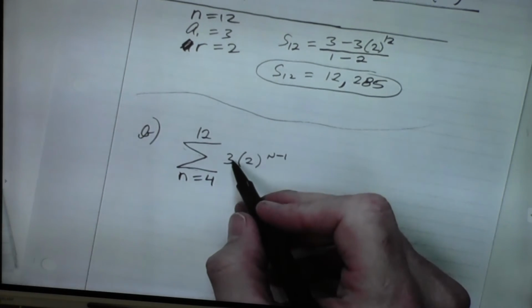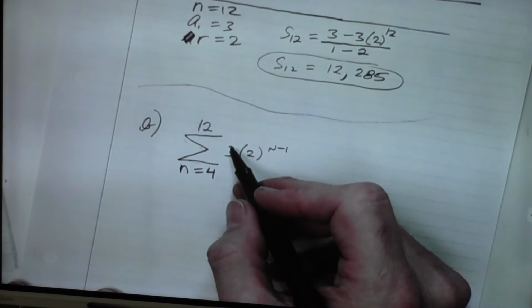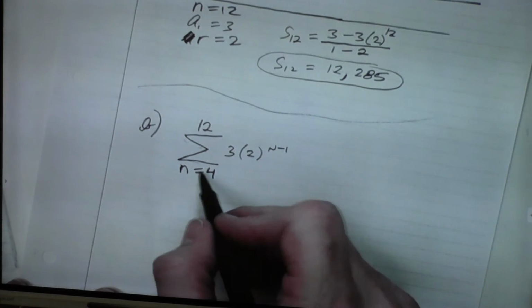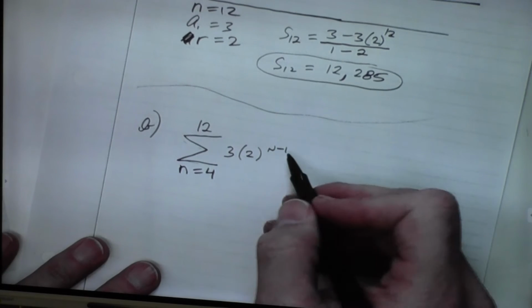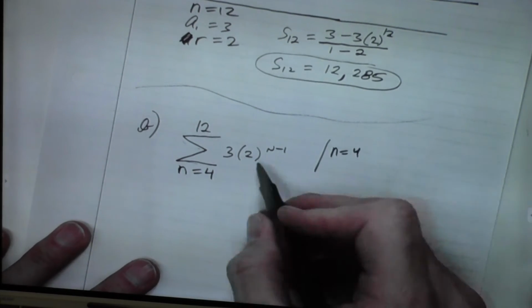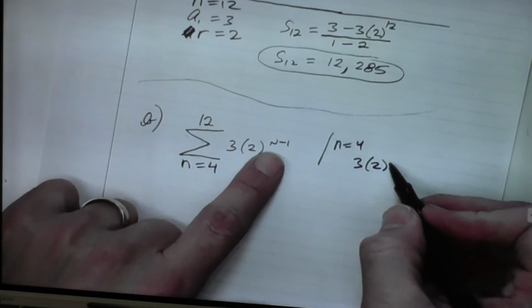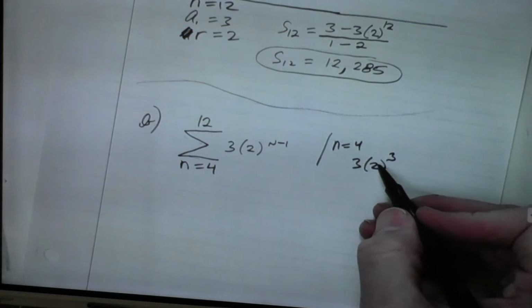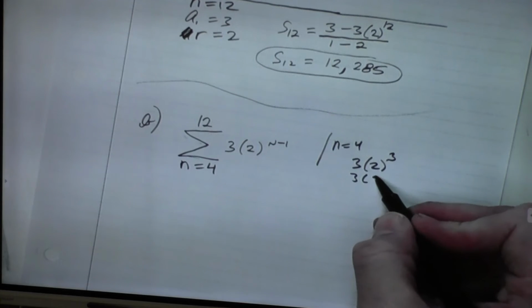So I would normally say that the first term is 3. That's great, but it's not going to help me since I need the 4th term. So let's put a 4 in here. Okay? So I'm going to say for n equals 4, I'm going to do 3 times 2, 4 minus 1 is 3. 2 to the 3rd power is 8.